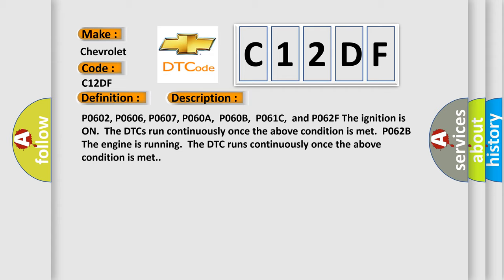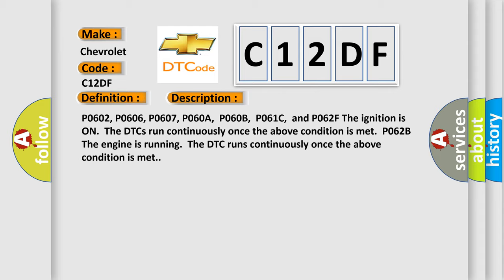P0602, P0606, P0607, P0608, P0610B, P0611C, and P0620F: the ignition is on, and the DTCs run continuously once the above condition is met. P0620B: the engine is running, and the DTC runs continuously once the above condition is met.